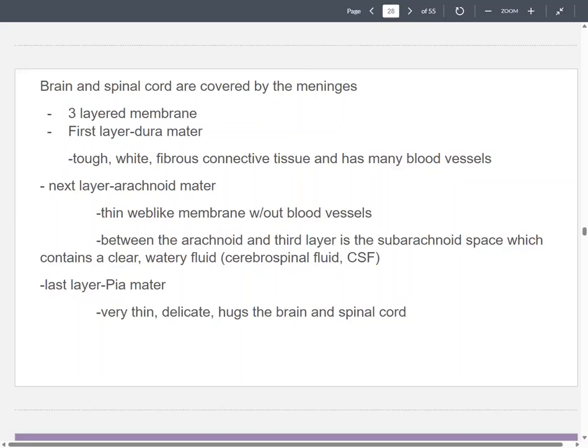And it is just that. It is a protective covering. It does have a lot of blood vessels, and this is going to allow for these blood vessels to pass into or out of the brain and spinal cord.